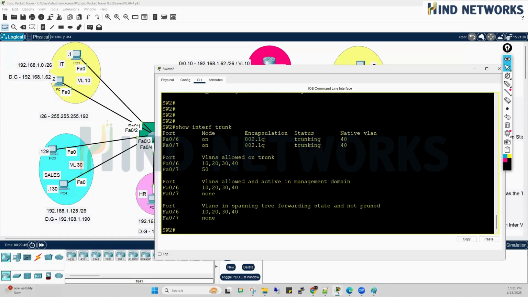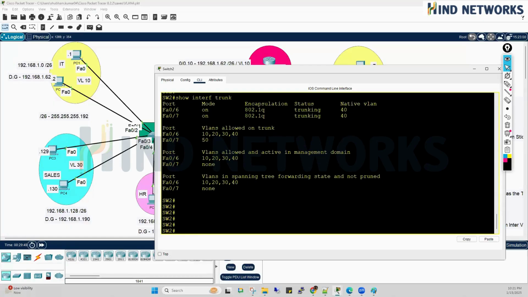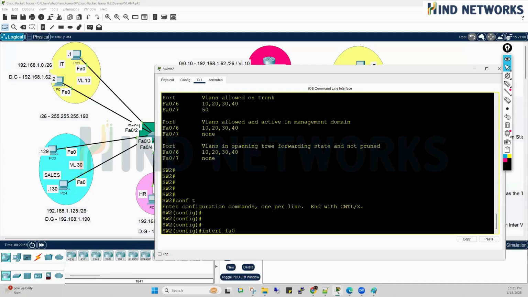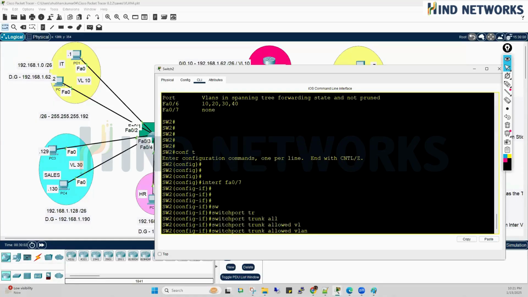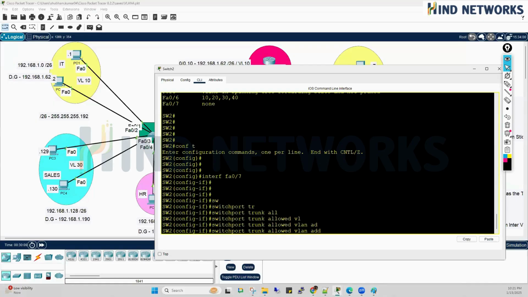That is the problem. But in a real time environment, when you guys are doing this, please be careful. Otherwise, you will be in very big trouble. See, config interface FastEthernet 0/7. If you are writing switchport trunk allowed VLAN, for example, if you want to allow VLAN number 50 or any VLAN, you must write the add keyword. If you are not writing the add keyword, only those VLANs will be allowed which you are writing right now, and all the rest of the VLANs will be removed. Clear, guys? Everyone, please be careful whenever you do this in the real time environment.